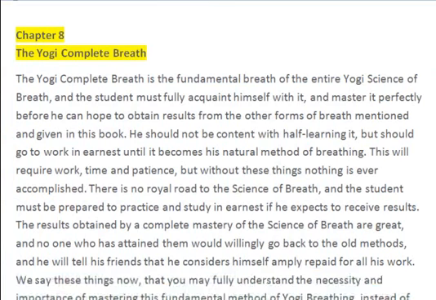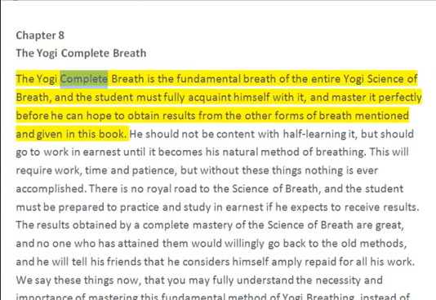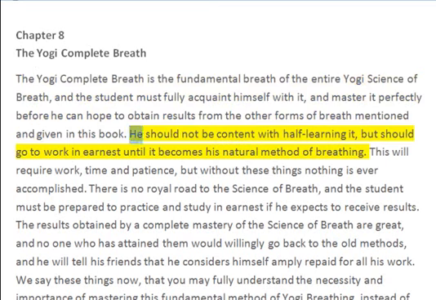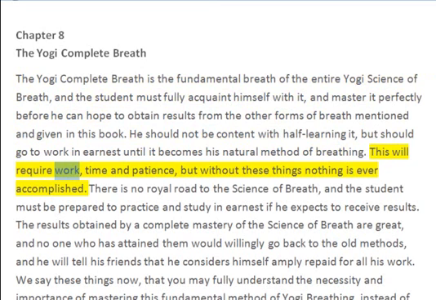Chapter 8: The Yogi Complete Breath. The Yogi Complete Breath is the fundamental breath of the entire Yogi science of breath, and the student must fully acquaint himself with it, and master it perfectly before he can hope to obtain results from the other forms of breath mentioned and given in this book. He should not be content with half learning it, but should go to work in earnest until it becomes his natural method of breathing. This will require work, time and patience, but without these things nothing is ever accomplished.